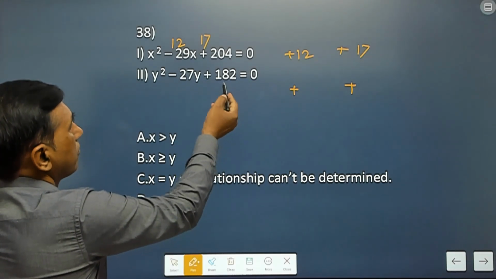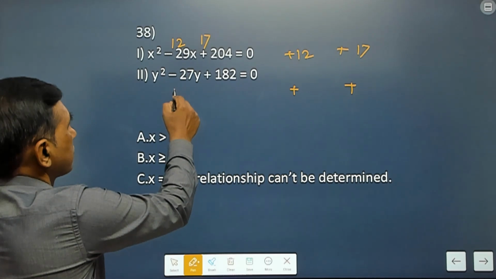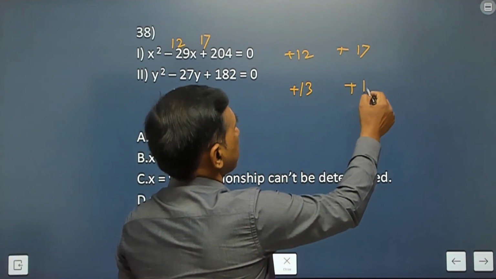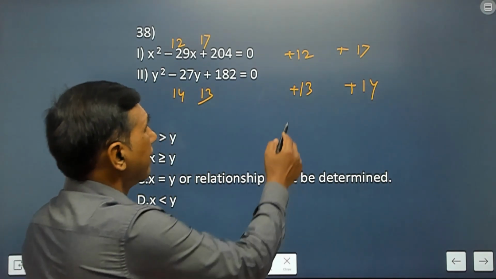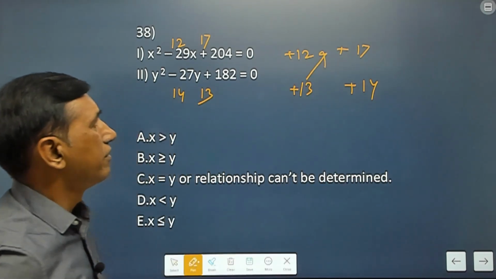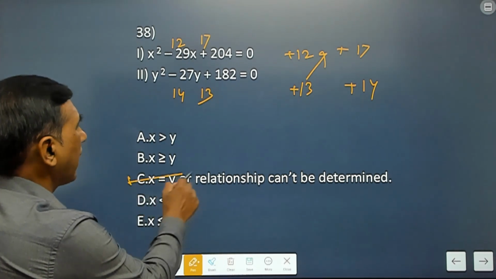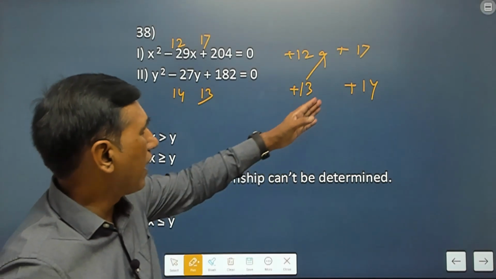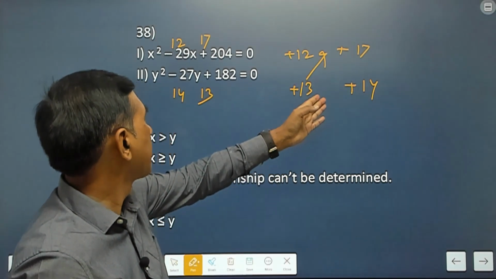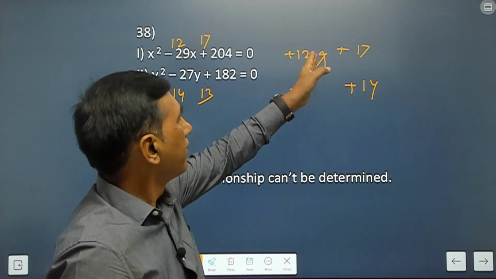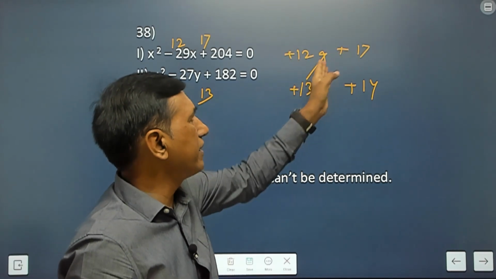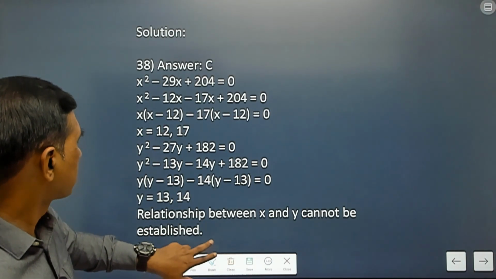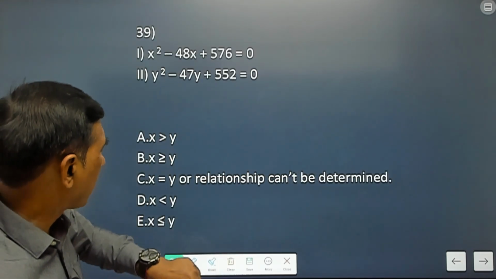Again, if you take 14 and 13, then plus 13, plus 14. Since it is in between 12 and 17, you cannot have anything. Correct? If you have 13 or 14, anything. If it is 12, it is smaller. If it is 17, it is larger. 13, 14, 12, 17, relationship can't be established.